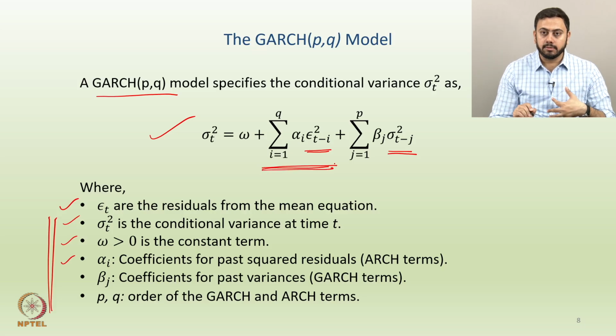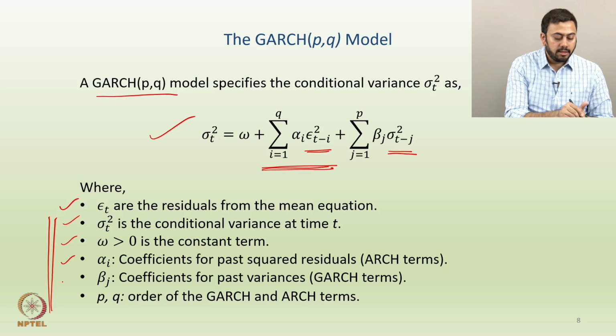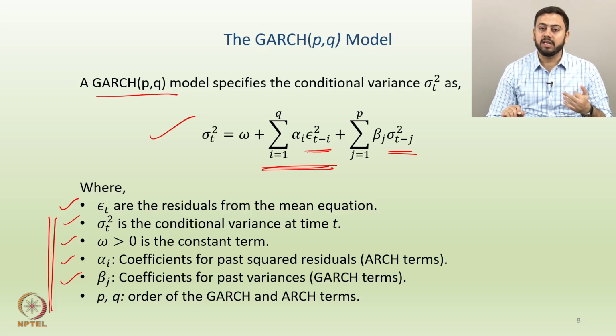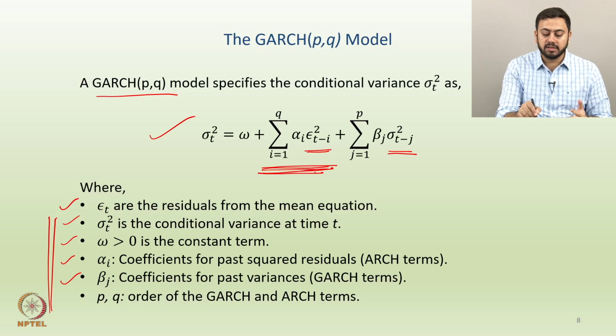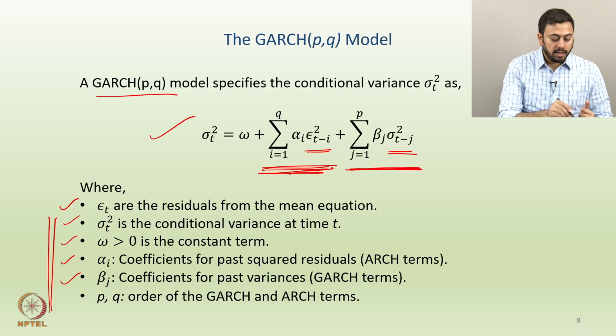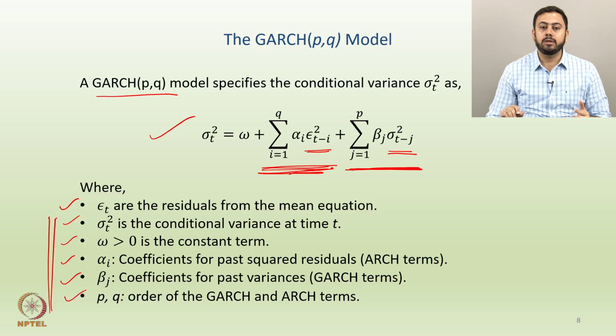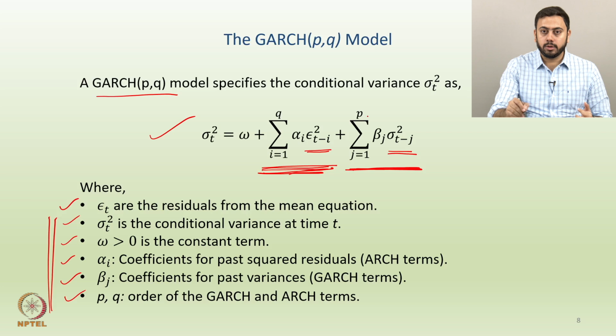If you go back to the ARCH equation, it does not contain the second term that we have here. This term is extra in the GARCH. Alpha i's are coefficients for past squared residuals, which correspond to the ARCH terms, whereas beta j's are the additional coefficients for past variances, which correspond to the GARCH terms. The entire first summation corresponds to the ARCH equation, and the entire second summation corresponds to the GARCH equation. And lastly, P and Q are the orders of the GARCH and ARCH terms respectively. P corresponds to the GARCH order and Q corresponds to the ARCH order. Make sense so far hopefully?